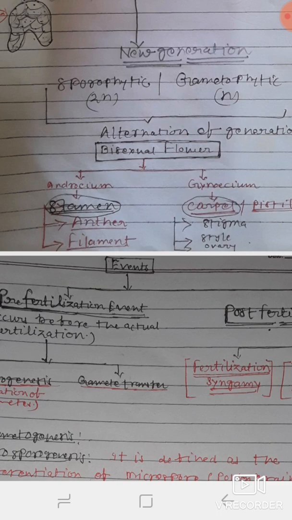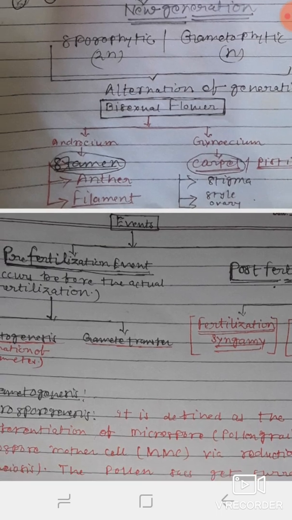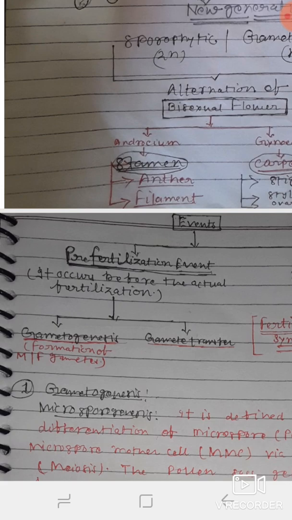And you know, the bisexual flower has both parts, the androecium and the gynoecium, with its parts stamen, anther, filament, etc., and likewise in the carpel, stigma, style, and ovary. So that is simple. You all already know about this.